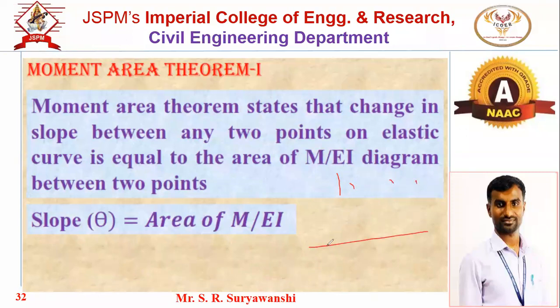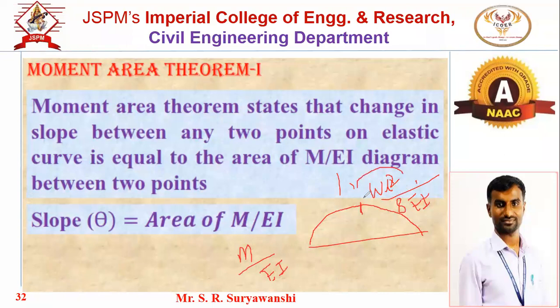Suppose a simply supported beam subjected to UDL. This is our BMD, and this particular value at center is WL square by 8. Now this is bending moment. So if I have to draw the m by EI diagram for this particular beam, then what I have to do is bending moment divided by EI. So bending moment is as it is WL square by 8 divided by EI. So it will be WL square divided by 8 EI. This is m divided by EI, or you can remember BMD divided by EI.